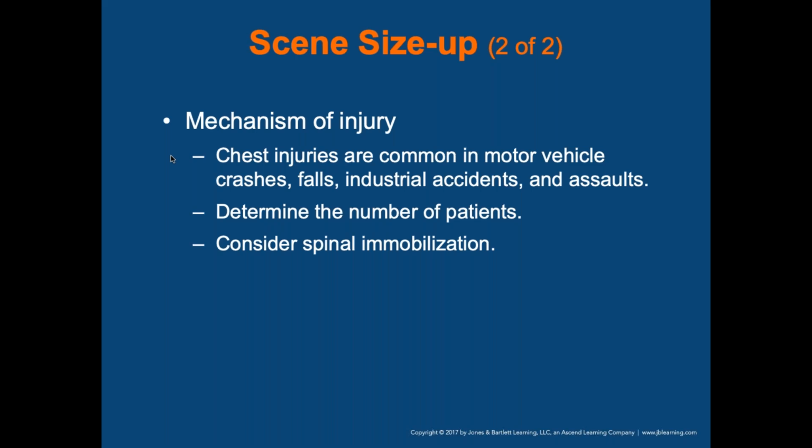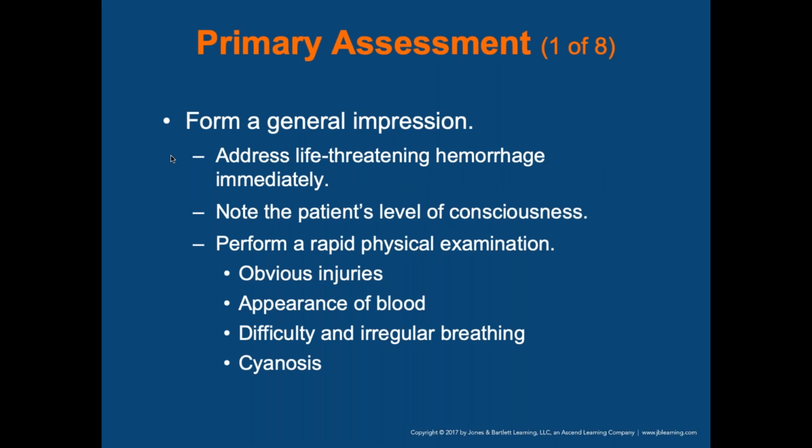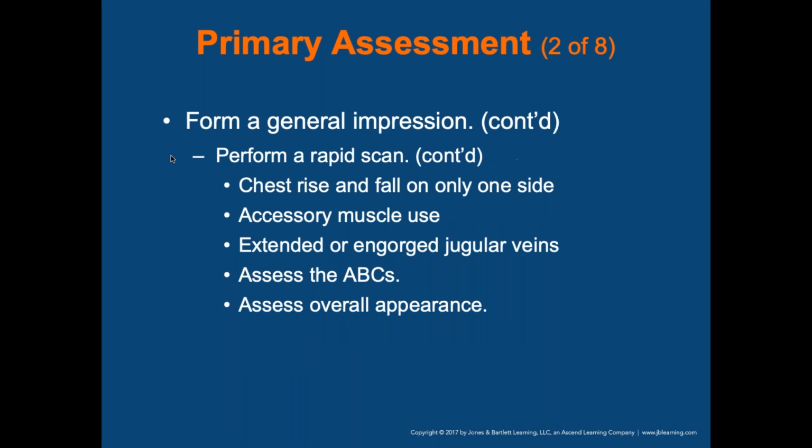Consider spinal mobilization. We're going to form our general impression by addressing life threats and also treating any life-threatening hemorrhage. We're going to note the patient's level of consciousness, utilizing our AVPU scale: alert, verbal, painful, unresponsive. We're going to perform a rapid physical exam, looking for obvious injuries, appearance of blood, difficulty or irregular breathing, and cyanosis, looking for the blue colors of the skin or around the lips. Our rapid assessment takes no more than 90 seconds.